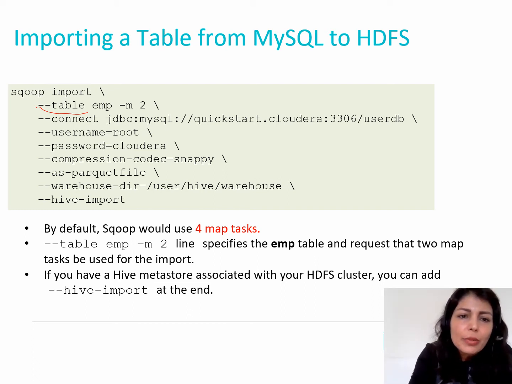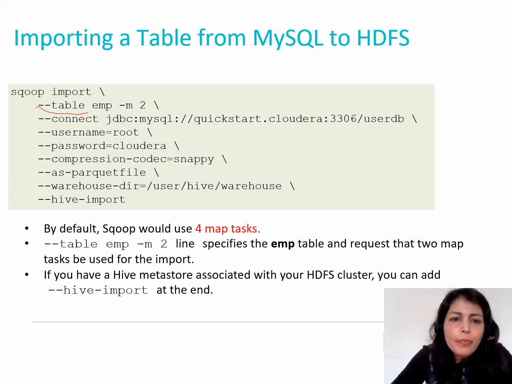Another argument is m. As I explained, m specifies the number of map tasks for importing. In this case, we wanted to import this table through 2 map tasks working in parallel.